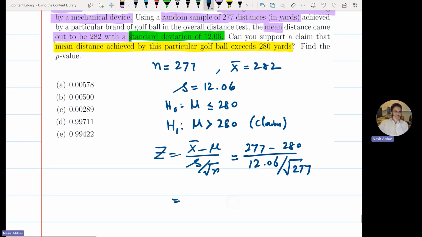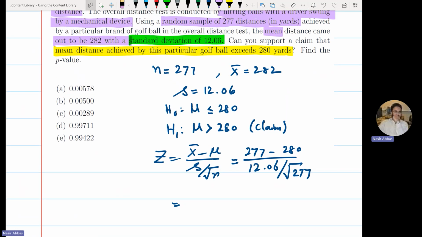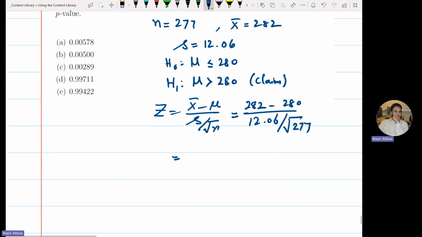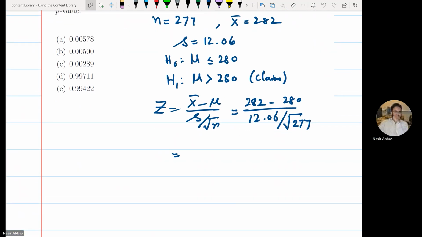The mean is 280. Where did I take 277 from? Sample. Oh, 282. If I knew this was one of the possible mistakes, I would have put that in the options also last semester.